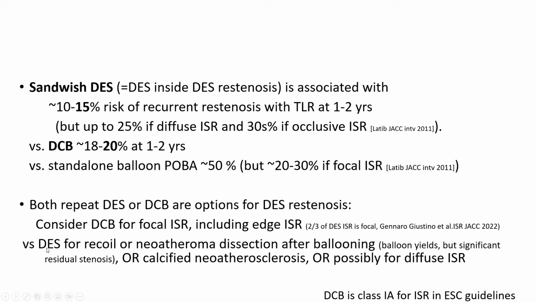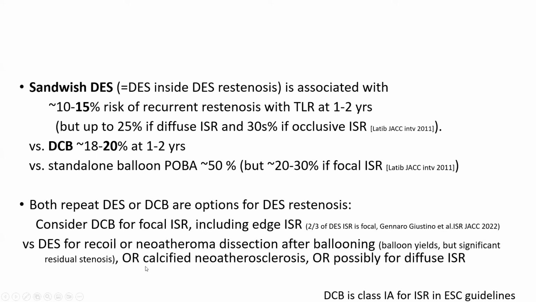Repeat DES or sandwich DES should be considered for recoil or neoatheroma dissection after ballooning. Basically, you balloon that in-stent restenosis, the balloon yields, but you get either significant residual stenosis or you get dissection of the neoatheroma inside the stent. So basically, you get a poor balloon result. Those cases, the ultimate treatment cannot be DCB. You have to put DES.